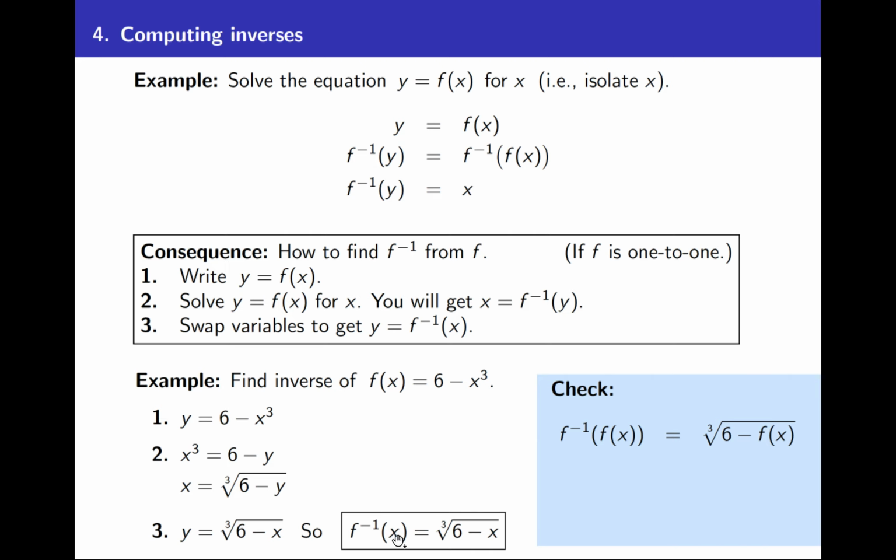So the rule for f inverse that we've proposed is that f inverse of a quantity is the cube root of 6 minus that quantity. So f inverse of f of x is the cube root of 6 minus f of x. And then f of x was 6 minus x cubed. So plug that in, and we get the cube root of 6 minus x cubed. Distribute that minus in there, the 6's cancel. And you get the cube root of x cubed, and that's x. So we know we did it right.